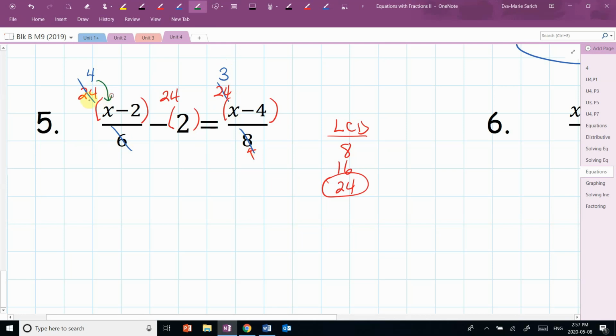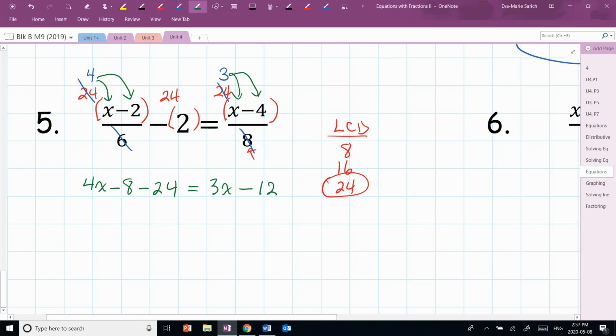So 4 is going to multiply the x to give you 4x. 4 is going to multiply the -2 to give you -8. Then we have this subtract, okay? So now we have to think about this. -4 times 6 gives us -24, okay? That sign needs to be included in the multiplication. Then comes our equal sign. 3 times x gives us 3x, and 3 times -4 gives us -12, okay?